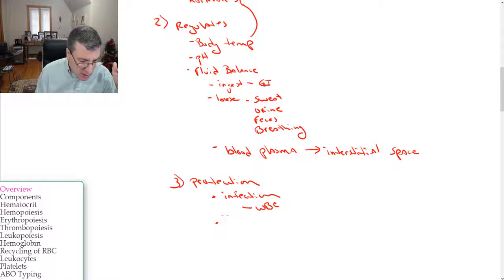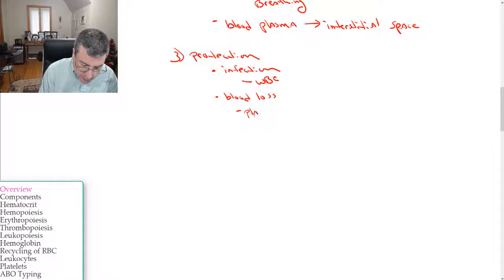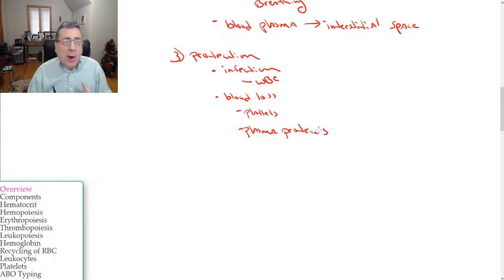It also protects from blood loss, and that's going to be associated with platelets. That's going to be blood clotting. It's also going to be associated with plasma proteins. And both of those help to regulate any blood loss. So those are the basic functions of blood.